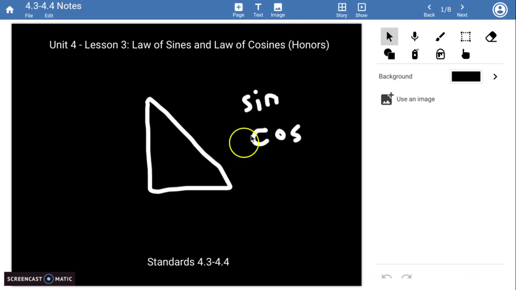This is only honors standard for geometry, so if you are taking CP, you probably don't have to know this. And this is standards 4.3 to 4.4.